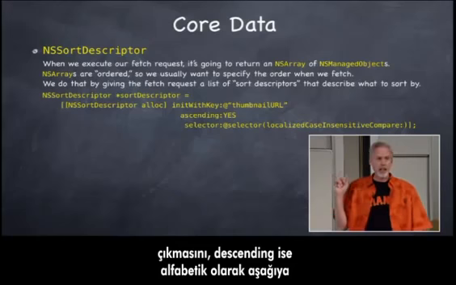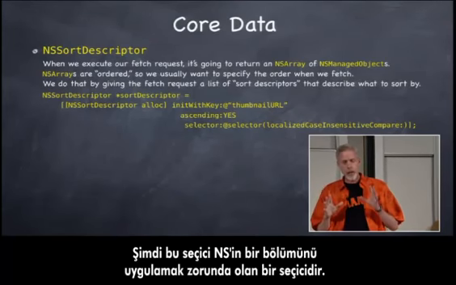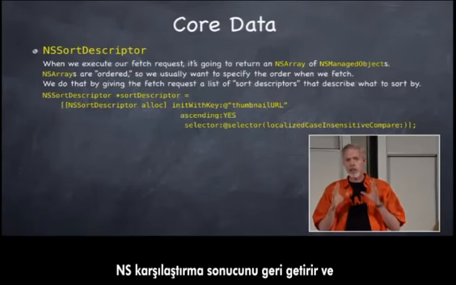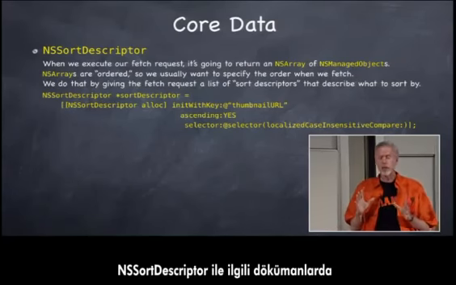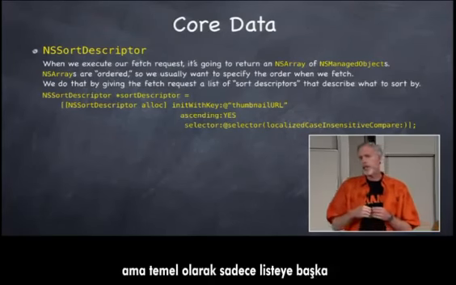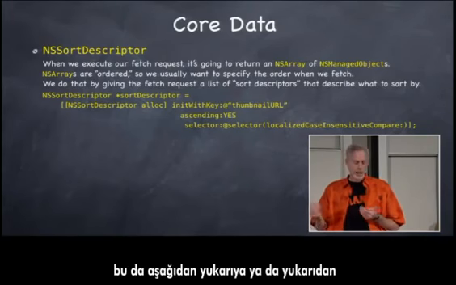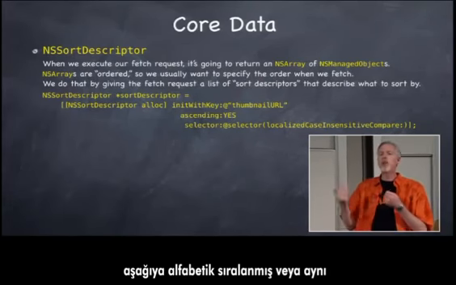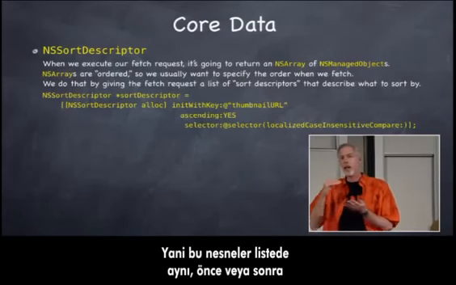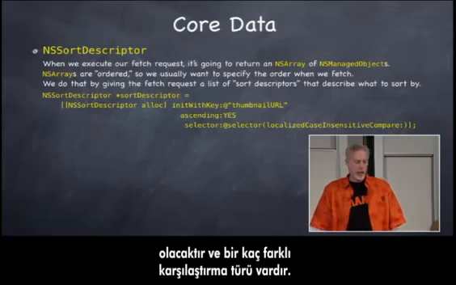And then there's this selector. Now this selector has to implement this, it returns an NSComparisonResult. And you can look at the prototype for that in the documentation for NSSortDescriptor. But basically it just takes another object in the list and it calls this method on it, and that returns an NSComparisonResult, which is either ordered ascending, ordered descending, or ordered the same. So these objects are either the same or before or after in the list.